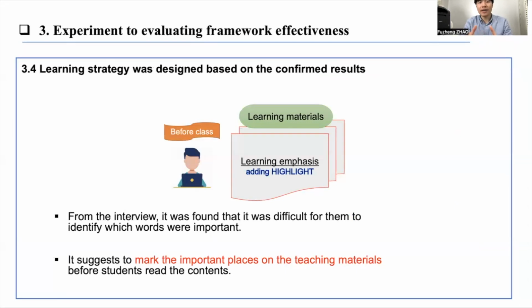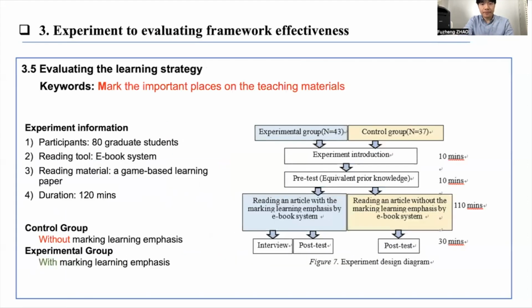So I want to modify the learning behaviors. A learning strategy was designed based on the confirmed result. Before the class, I asked a teacher to underline or highlight the key learning points. So when students start learning online, they can find which words are important. This is my learning strategy. After that, I carried out another experiment to evaluate the learning strategy.